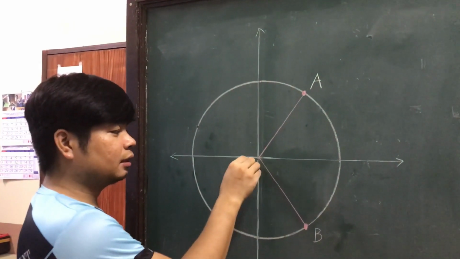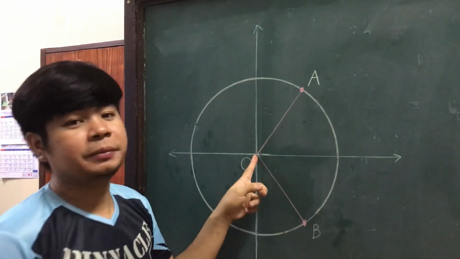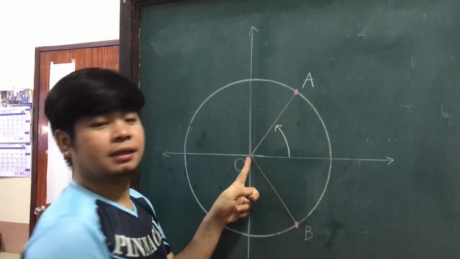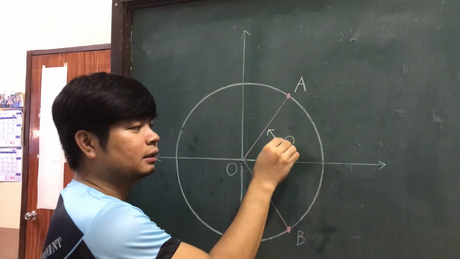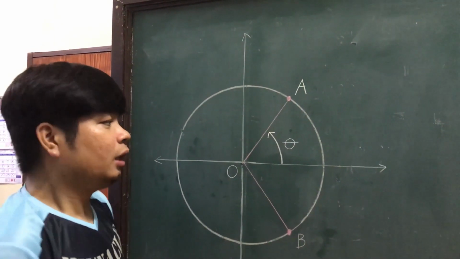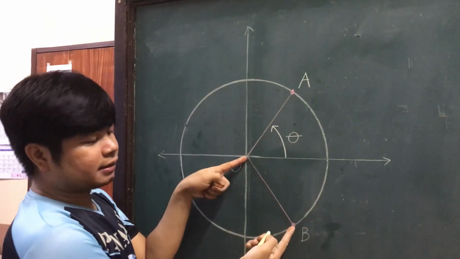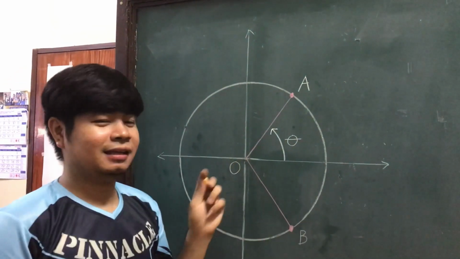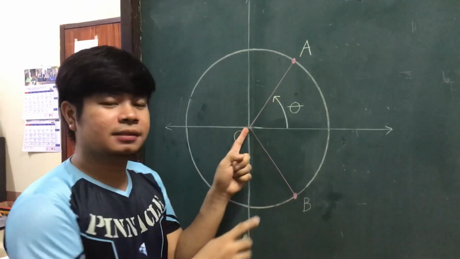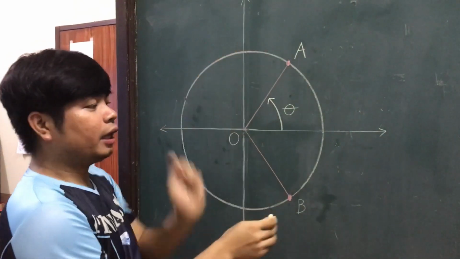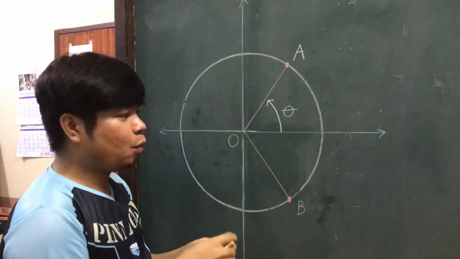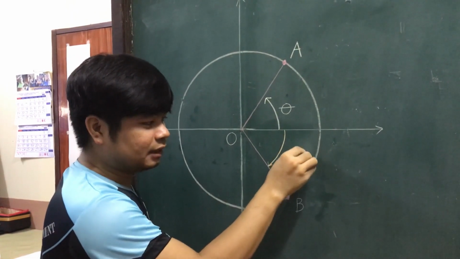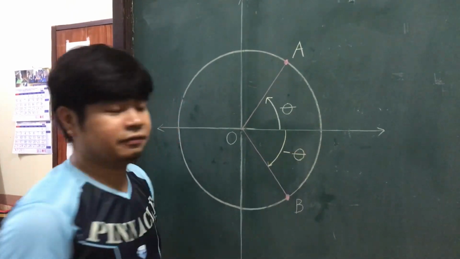Consider this: OA as the terminal side of an angle that is rotating counterclockwise, and I name that as theta. Okay? And what if we have a particular side that is considered to be a mirror image of OA? This OB is the mirror image of OA, and since that is formed clockwise, that is negative theta here.